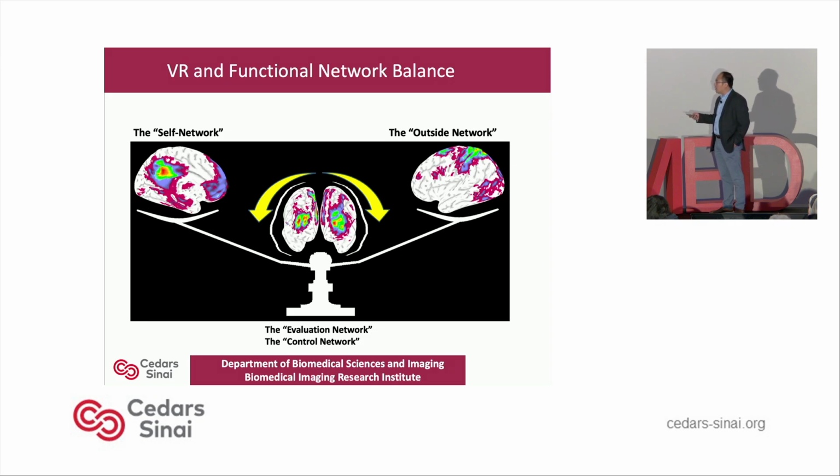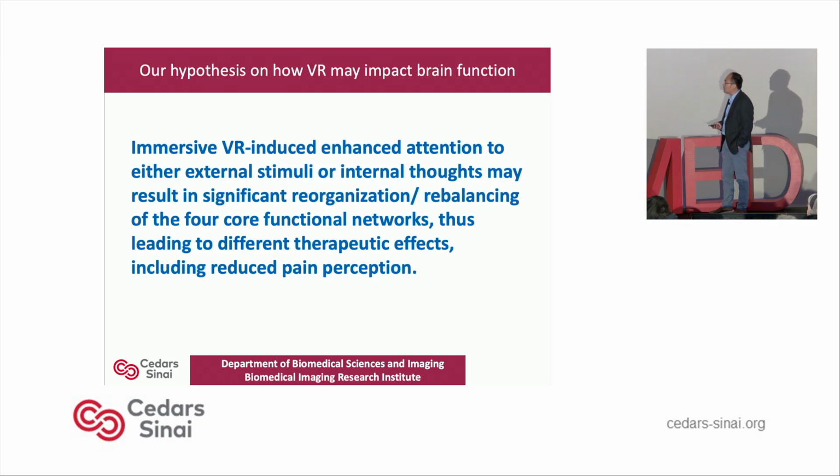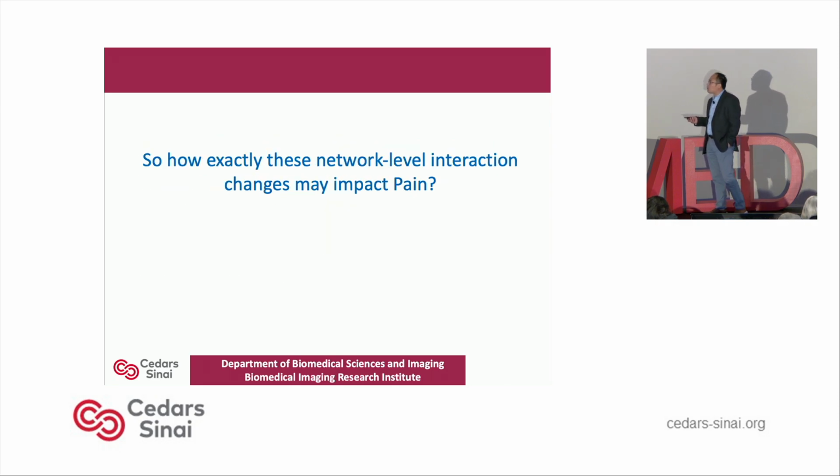Or on the other arm, it's actually a different mechanism. Then you can enhance the control of your own thoughts and change things from negative to neutral or even positive side of things. So this is our hypothesis. I don't want to read this. Just to reiterate, this is our hypothesis, and then talking about pain, how exactly do these network level interactions have to do with pain?